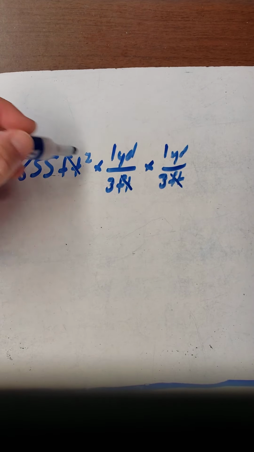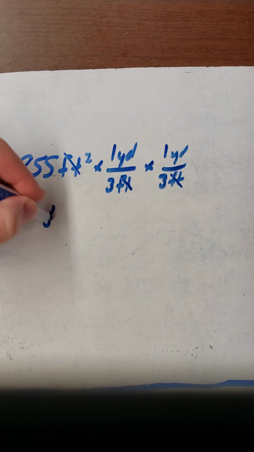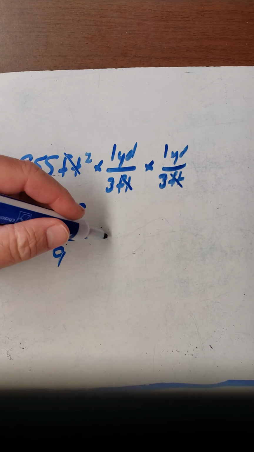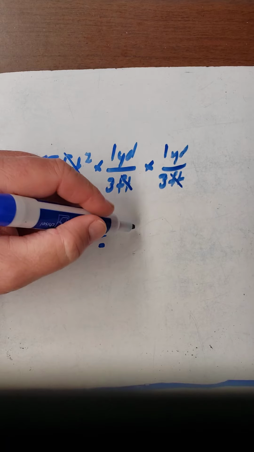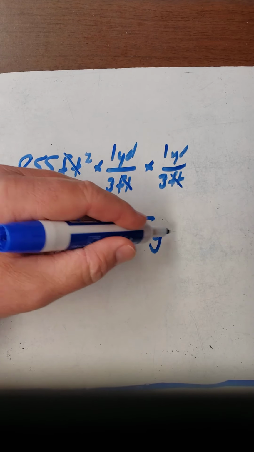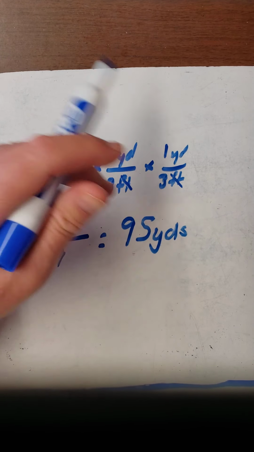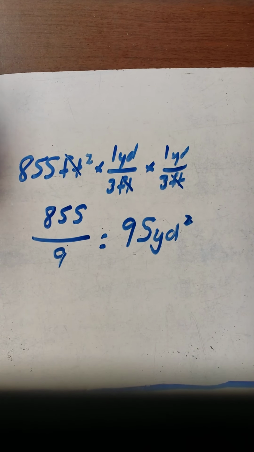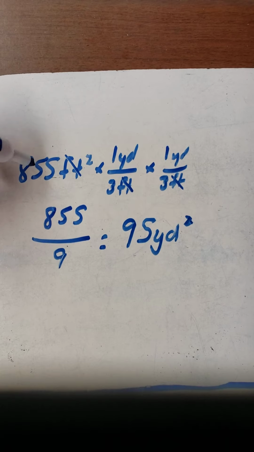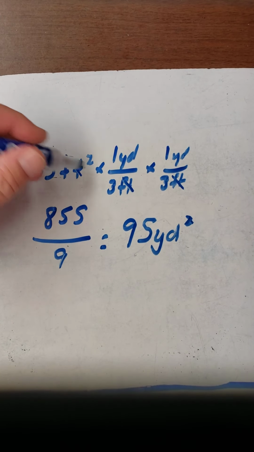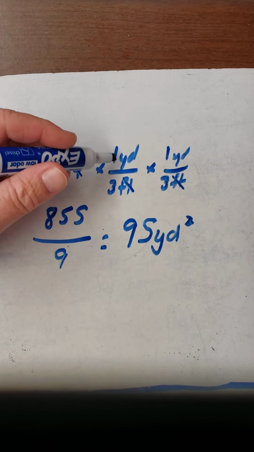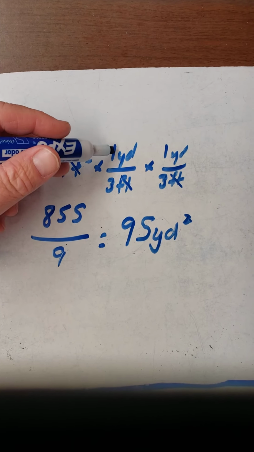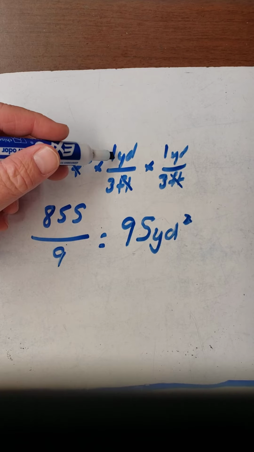So now you just go 855 times 1, which is 855. 3 times 3, which is 9. You simplify that, and it becomes 95 yards squared. Okay, so we converted 855 square feet to yards, and we know yards are larger than feet. Yes, there's 3 feet in 1 yard.